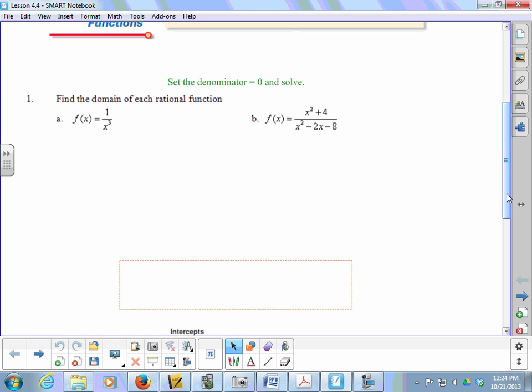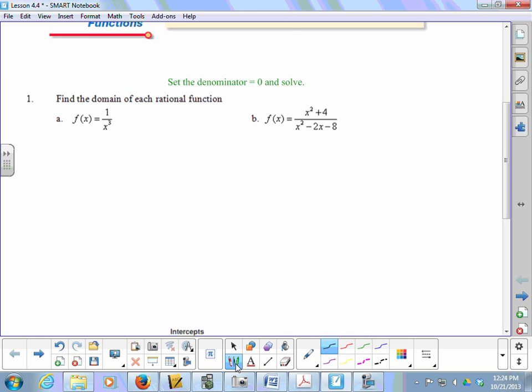For letter B, we would factor it, and we'd get x minus 4 and x plus 2. So positive 4 and negative 2 would be where it would be undefined. That means the domain would be all real numbers except for them. So I would say that the domain here, x cannot equal 0, and here x cannot equal 4 or negative 2, because those are where the denominator is equal to 0.